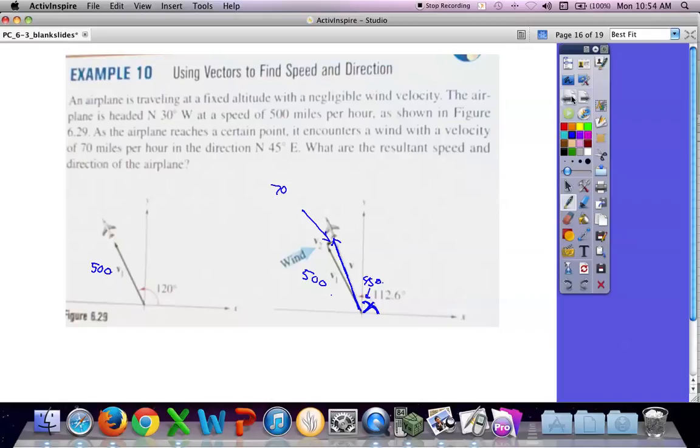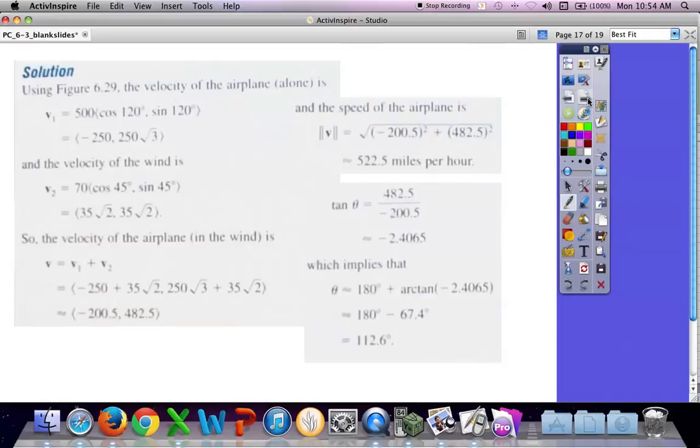So in order to do the same thing in this problem, we need to break down the V1, the plane, and the V2, the wind, into its components. And then we'll add the first components and add the second components. So I'm just copying their work in there. That's what I'm showing here.